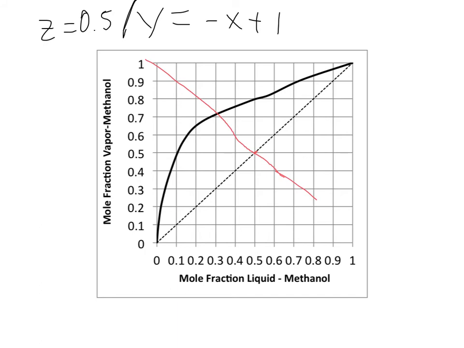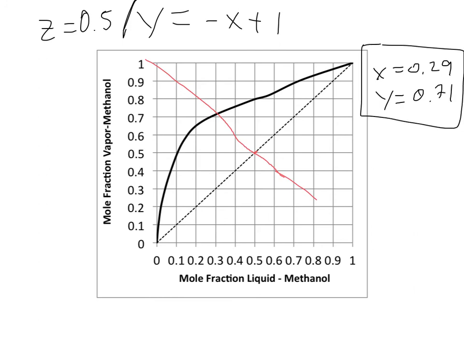So that's our operating line right there in red. Then we just need to find where those two match up, and take the values there, and that gives us our x and our y. From where those two match up, I get x is equal to 0.29 and y is equal to 0.71. And those are my answers right there. So now I know the mole fractions coming out of our flash drum.